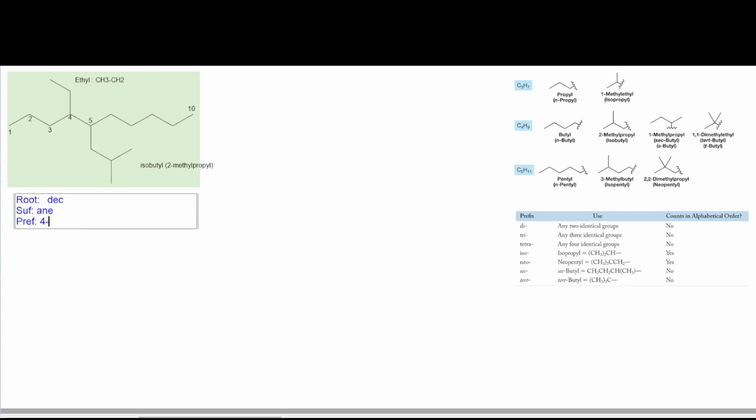So you have 4-ethyl, 5-isobutyl. That's my prefix. Now in IUPAC nomenclature, first comes the prefix, then the root, and last the suffix. So if you add all of these together, you will have the name of this particular compound: 4-ethyl-5-isobutyldecane.